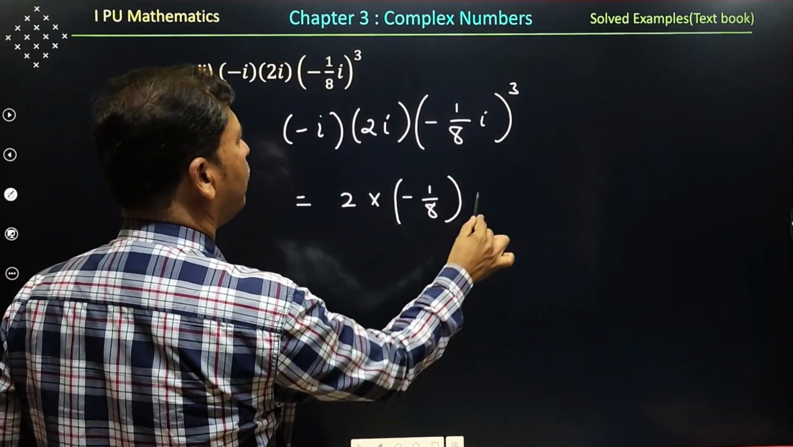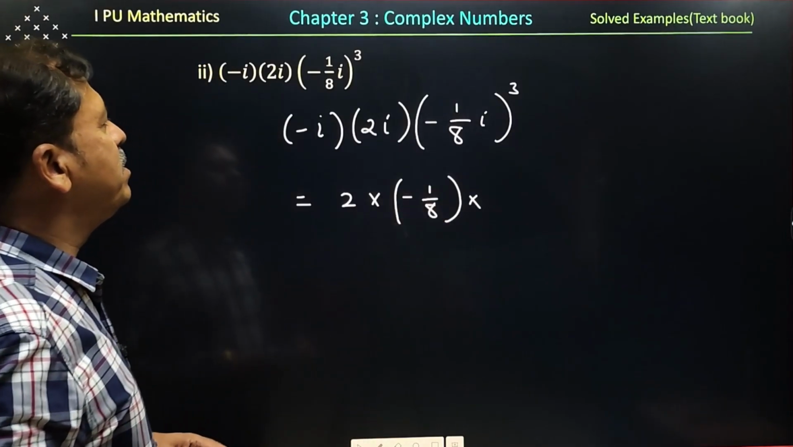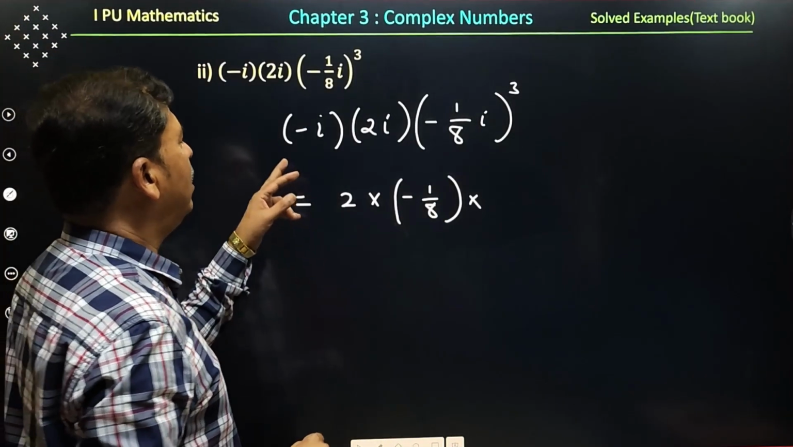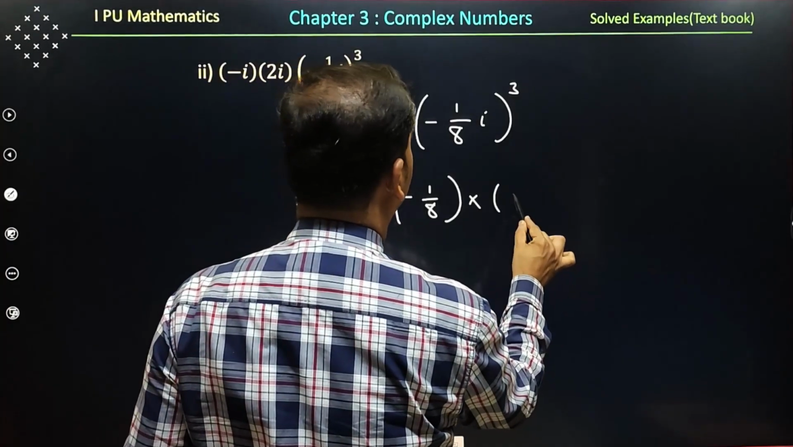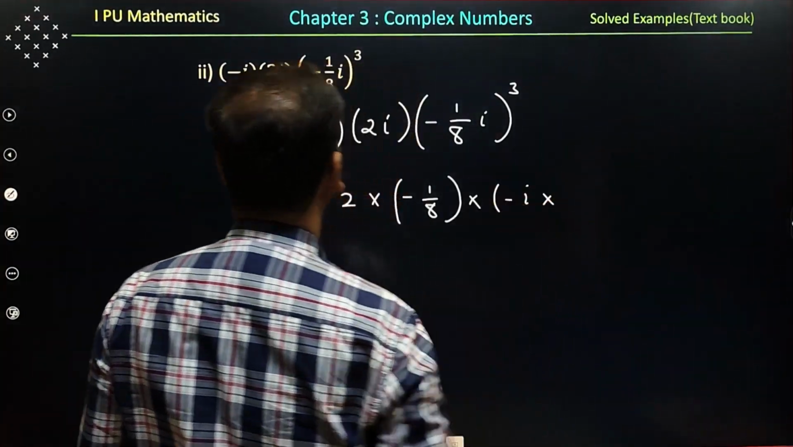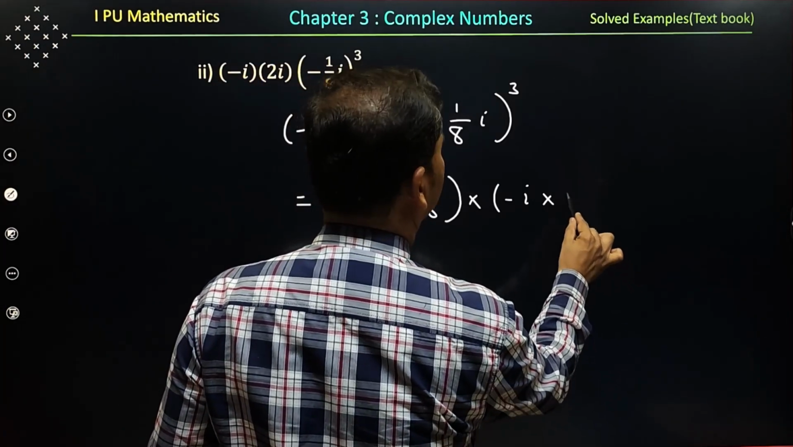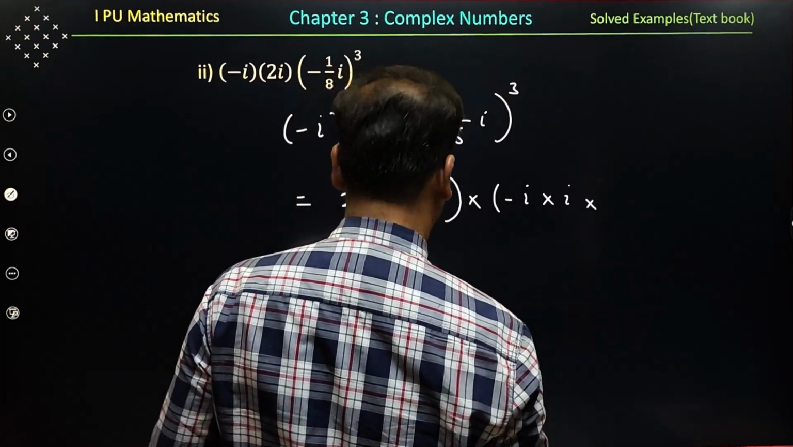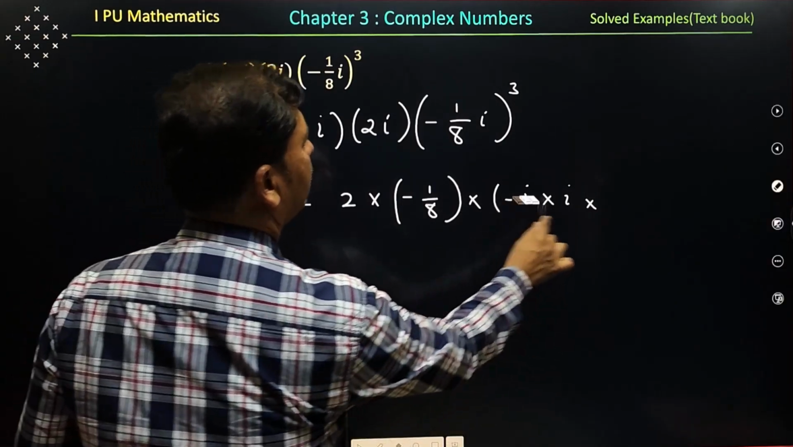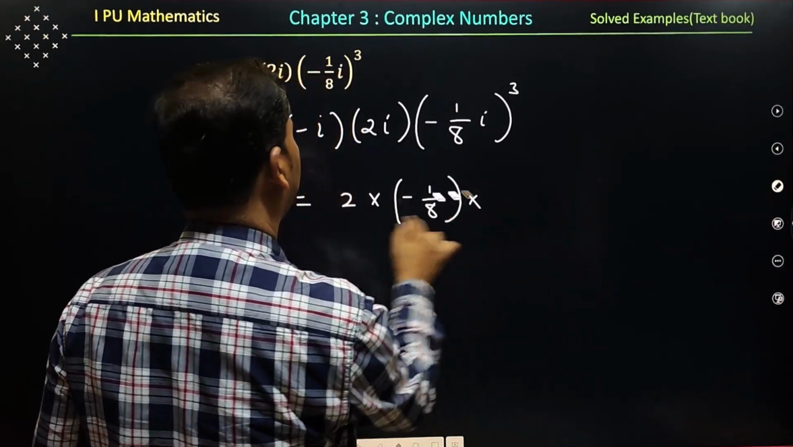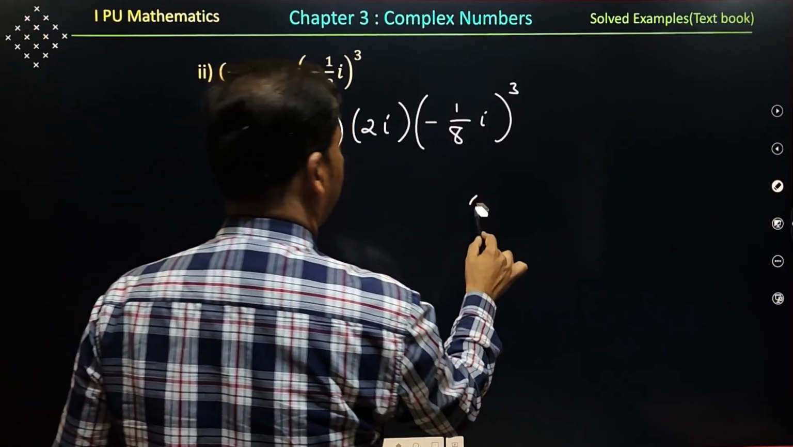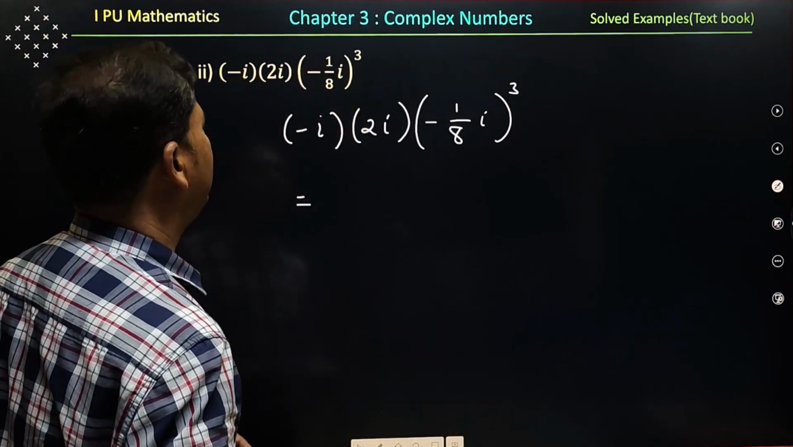Minus i is there here. This is -i into i here, and then further one more, sorry, I have gone the wrong way. One minute. See, better you go like this, it is very easy.